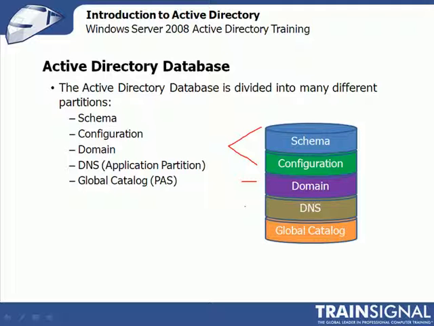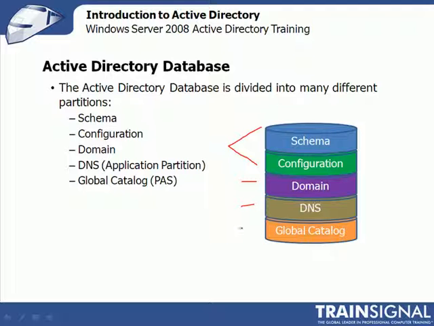Now, the next partition that I have listed is the DNS partition, and you'll notice that I've also said that this is sometimes referred to as an application partition. And the reason why is because there are a variety of what's called Active Directory integrated applications, each of which may possibly utilize its own partition in the database. And DNS, which we'll talk about in detail in the very next lesson, but in DNS, if it's going to be what's called Active Directory integrated DNS, there is a partition in the database that is set aside specifically for that DNS information.